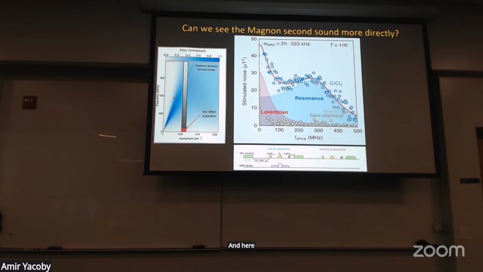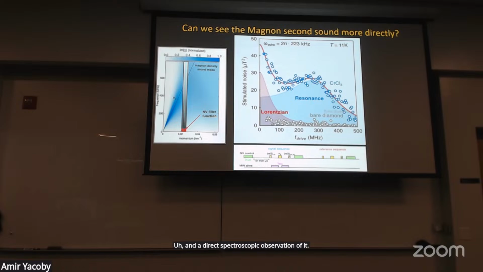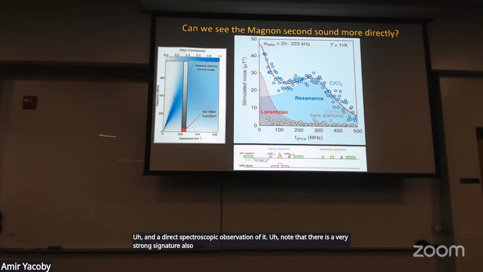And here you can see the frequency dependence, and what you see is a very clear resonance appearing at roughly 300 megahertz. It's a little bit lower than what our theory friends tell us, but it's not that surprising because there are many unknowns that are hard to determine. But you can now very clearly see that our ability to excite the system and drive it strongly depends on what frequency we choose. And when we choose the correct frequency, we see a lot of fluctuations in the system. So this is directly driving the second sound mode and a direct spectroscopic observation of it. Note that there is a very strong signature also at low frequency. We call it a Lorentzian. We don't really have a good understanding of what this is coming from.